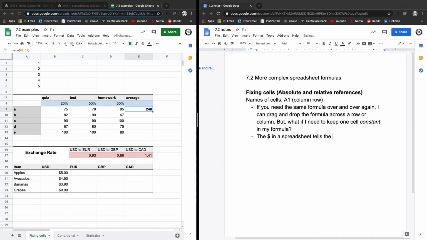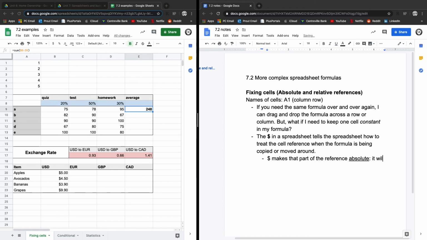tells the spreadsheet how to treat the cell reference when the formula is being copied or moved around. And if we want to go into more detail here, we can say that a $ makes that part of the reference absolute. It will not change.